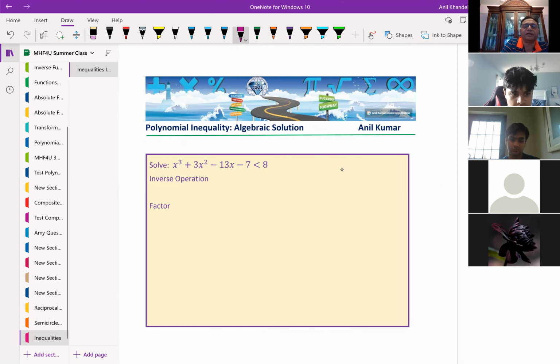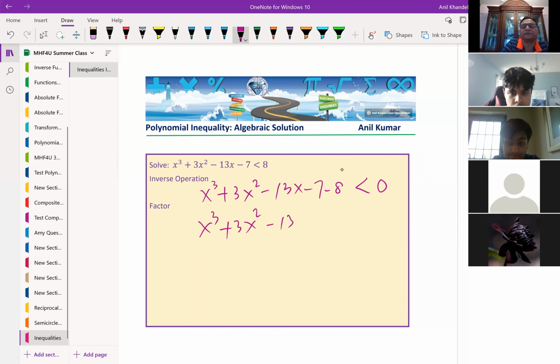So first, we bring the 8 over. So we have x cubed plus 3x squared minus 13x minus 7 minus 8 is less than 0. And this is a good review. So from here we get x cubed plus 3x squared minus 13x minus 15 less than 0.